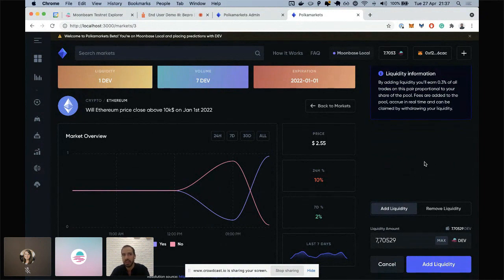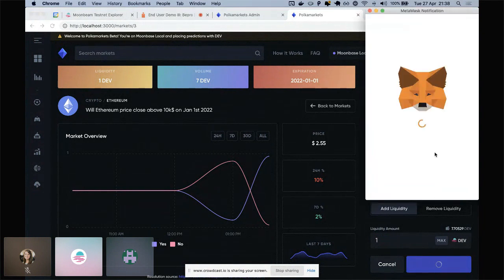What are the benefits of being a liquidity provider? You get a percentage of fees for every transaction performed on Polka Markets. You'll get them in the currency that users are making transactions with, so you would get them in DEV coins, and also, for the purpose of this demo, you get a percentage in Polk as a DeFi reward.